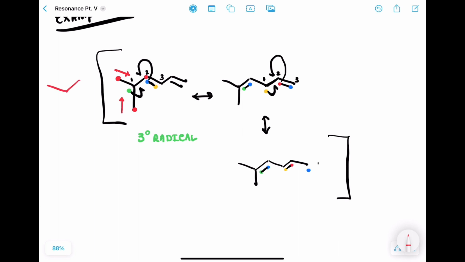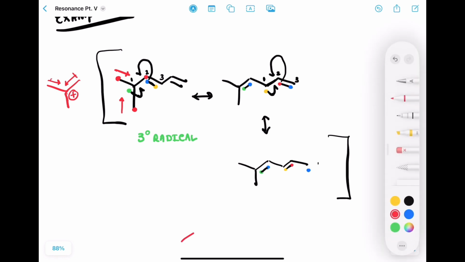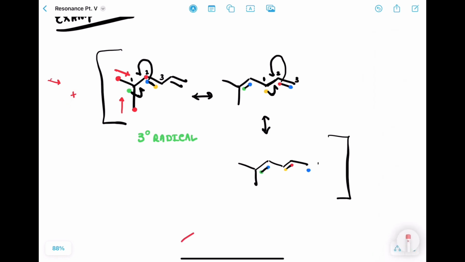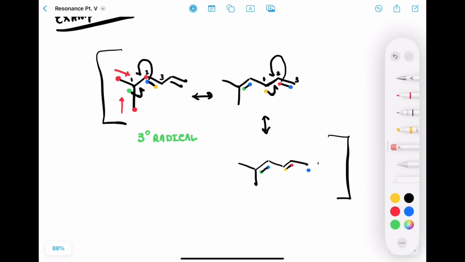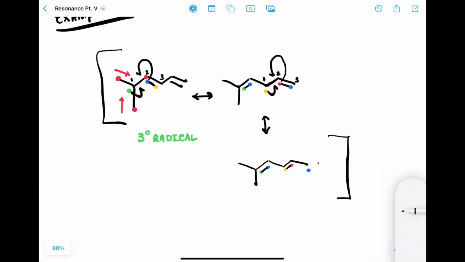It's only good when you're pushing it into where a positive charge is. So we'll go ahead and put the charge there. It's only good when there is a positive charge there. Otherwise, it's bad because you're pushing electron density into something with already electron density. And so that's a tertiary radical.